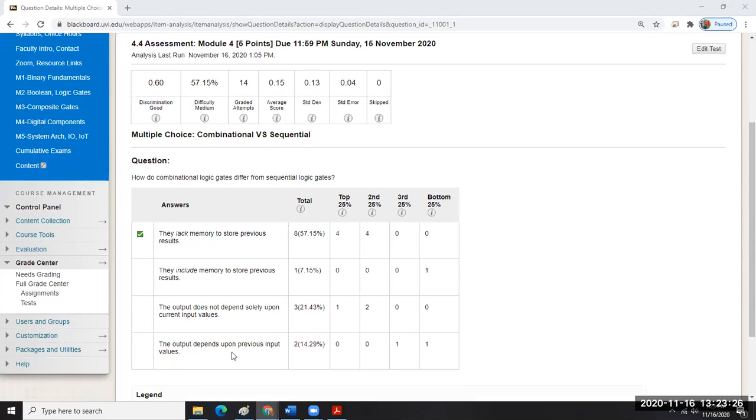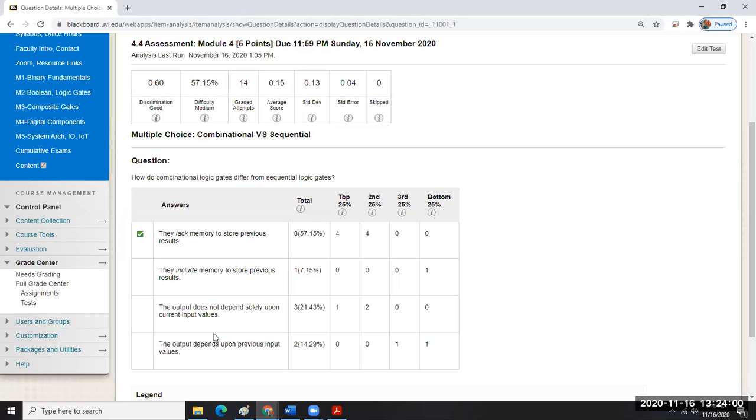The last answer. Yeah. Okay, so the output depends upon previous input values. The word that makes that incorrect is the word previous. So current input values: for combinational logic gates the output depends on current input values, not the previous input values. Previous input values are lost. There's no memory. Does that help explain how this is not a correct answer?